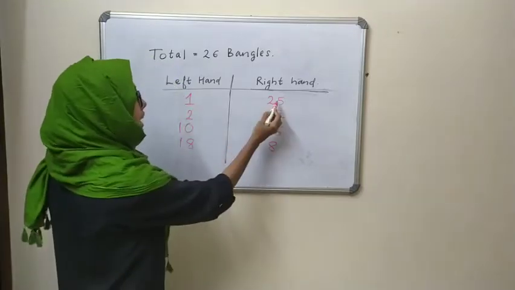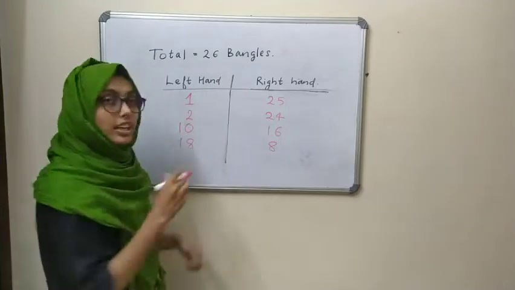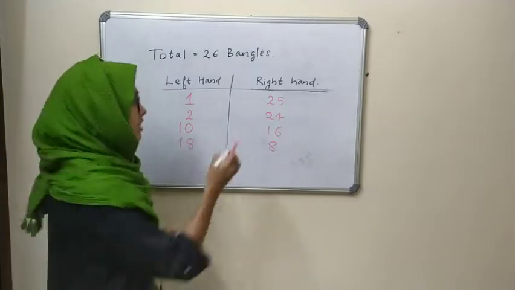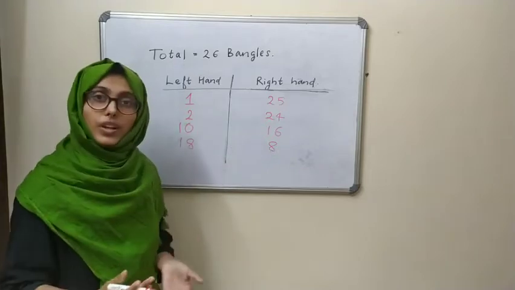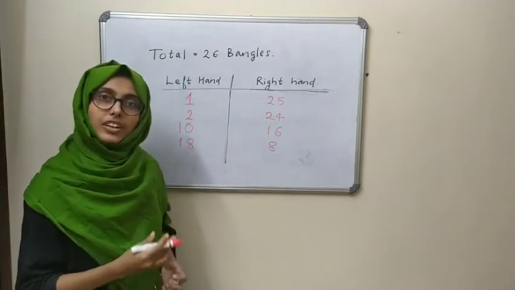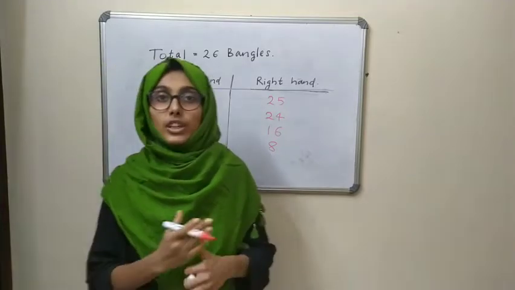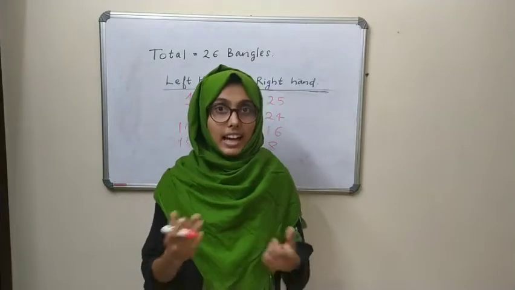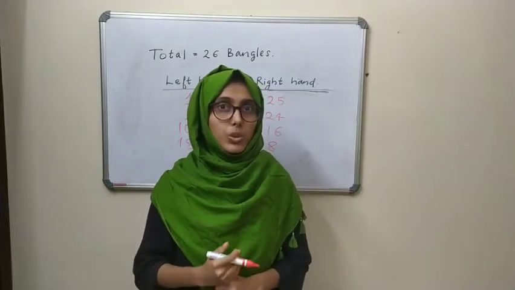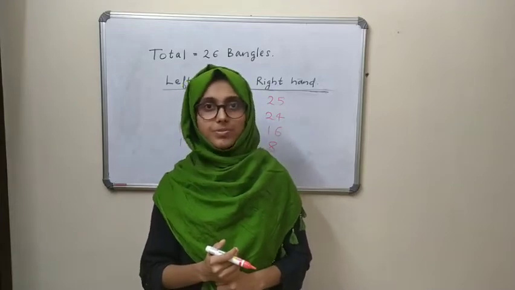So when we add these, we will get 26. 25 plus 1, total 26 bangles. 24 plus 2, total 26 bangles. 18 plus 8, total 26 bangles, isn't it? So likewise, you tell me the other ways, okay? And you write those ways in the textbook, okay?